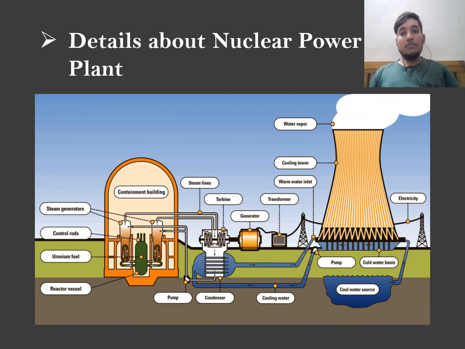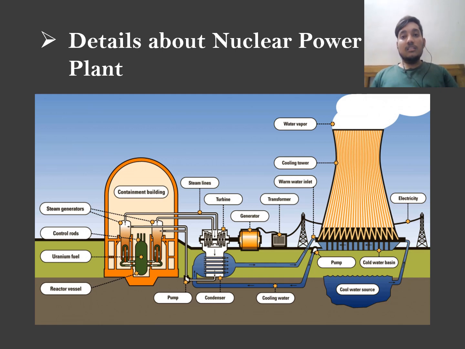Safety systems. Nuclear power plants have multiple safety systems in place to ensure safe operation and prevent accidents. These systems include control rods, which can be inserted into the reactor core to absorb neutrons and slow down or stop the chain reaction, as well as various backup cooling systems to prevent overheating in the event of a loss of coolant or other malfunctions.